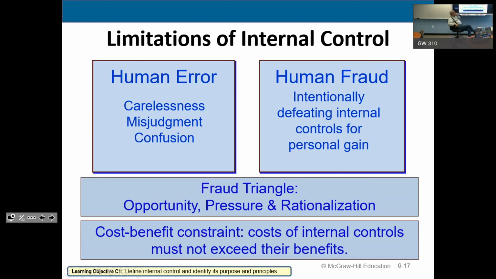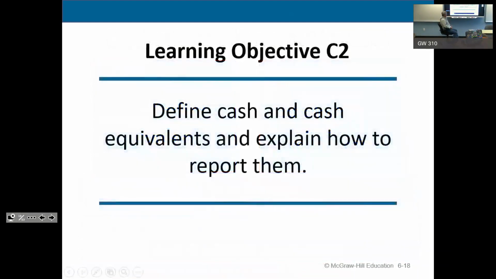Oh my God. So the cost-benefit constraint: the cost of internal controls must not exceed their benefit. That's what I'm talking about with this safety culture that we've got going on here at CMC. There's no benefit to it.